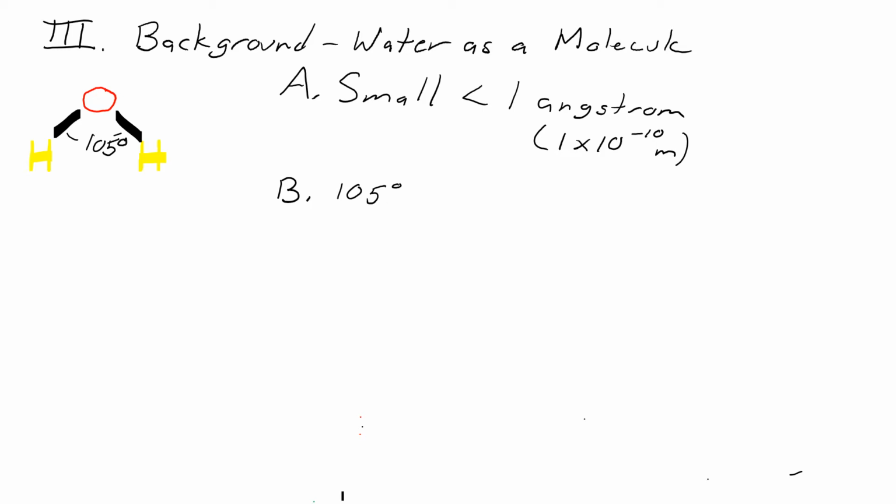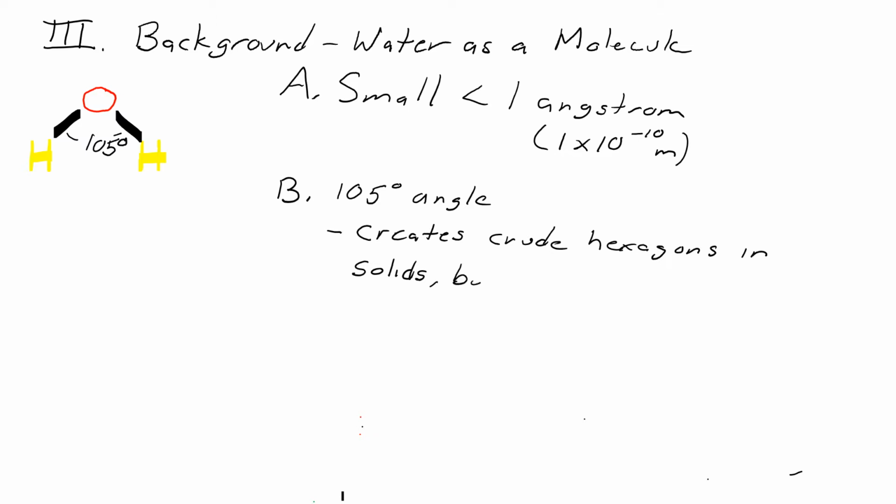The second thing is that it has this 105 degree angle between the hydrogen atoms. And because of this 105 degree angle, it doesn't create stable geometries. What it can create are some crude, poorly formed hexagons, which require a 120 degree angle, but this is 105, so it's not perfect. So it creates these crude hexagons in solids, in other words, when it turns to ice. But again, not perfect ones.